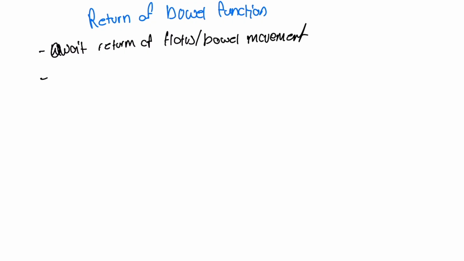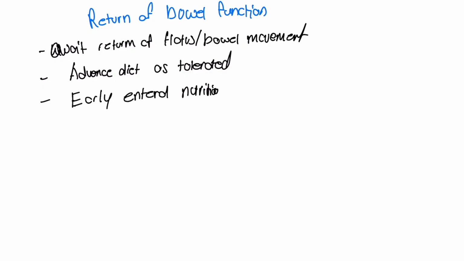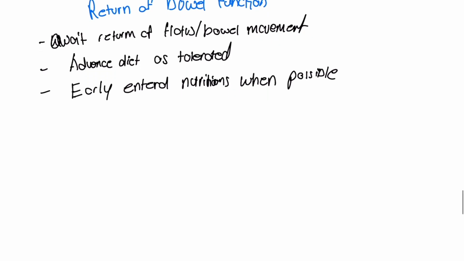Looking for return of bowel function, you want to wait till they're starting to have flatus or bowel movements. You can advance their diet as tolerated. And studies have shown that early enteral nutrition, when possible, is preferred. So the ERAS protocol for elective cases often prioritizes advancing them on clears or regular diet almost on post-op day 1 or post-op day 2.